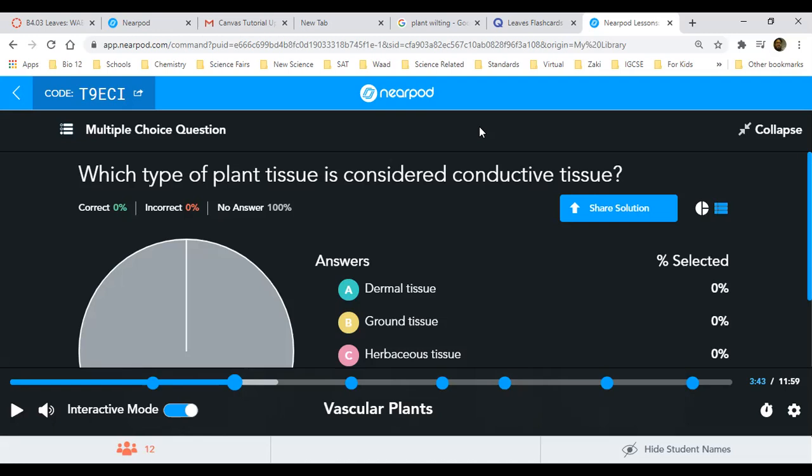So which one of them is conducting? Which one of them is transporting? So if you have chosen A and B, I feel sorry for you guys. Choose between C and D. Most of the guys have answered A, which is wrong. Dermal tissue isn't the right answer. Ground tissue, no. It's the vascular tissue. That is the correct answer.